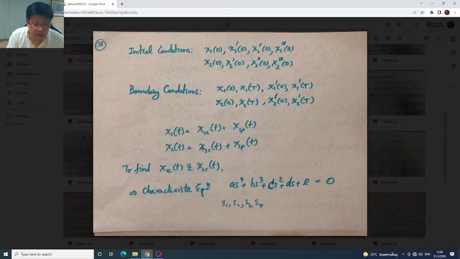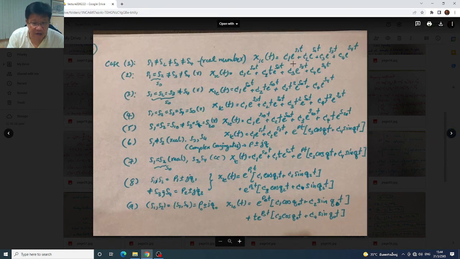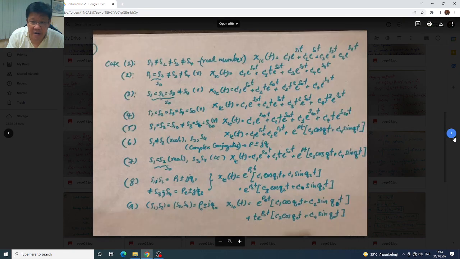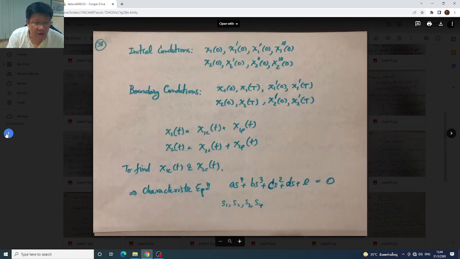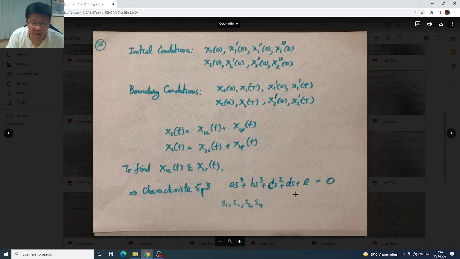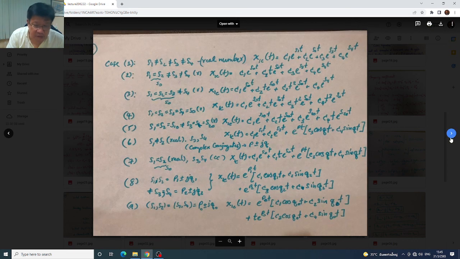Okay, but for each of them you need to have 9 conditions here for x1c(t), and you have to understand that toward the end the constants c sub 1 to c sub 4 for x sub 1c and x sub 2c will be different, because x sub 1p(t) and x sub 2p(t) are different. Why different? Because the right hand side is different. As you might remember, the particular solution highly relies on the right hand side function. So we're going to do some example for you after this.